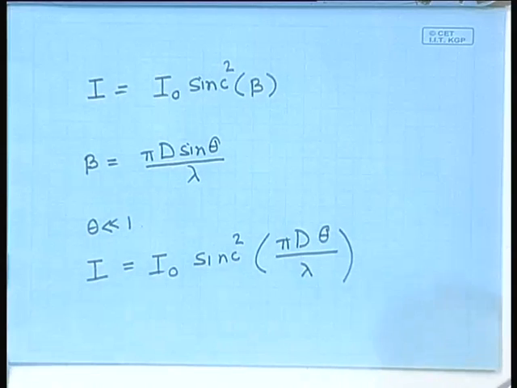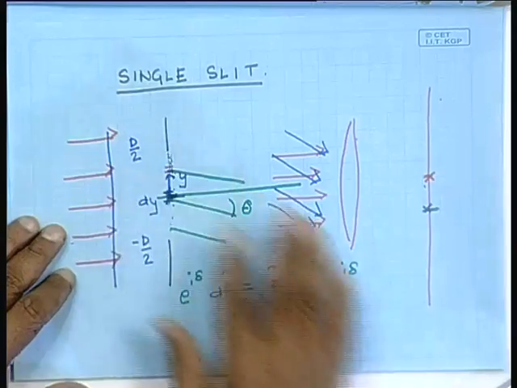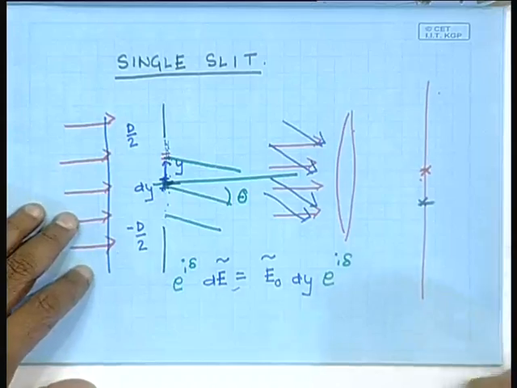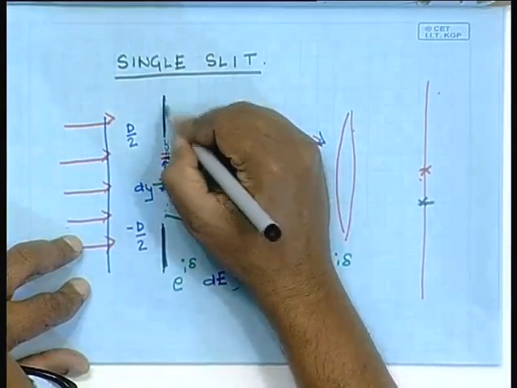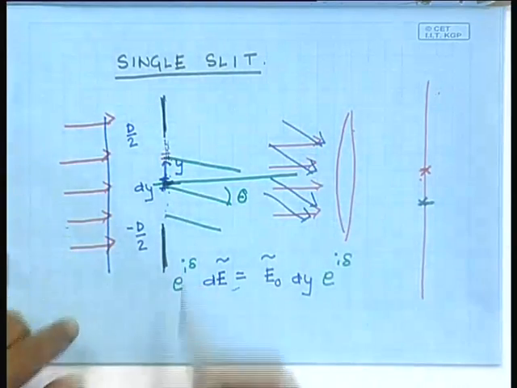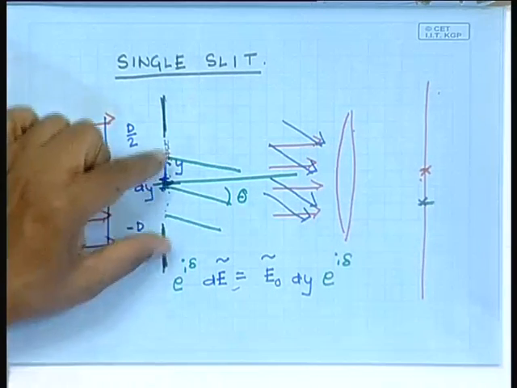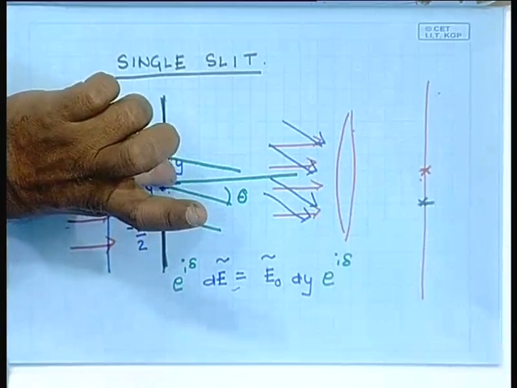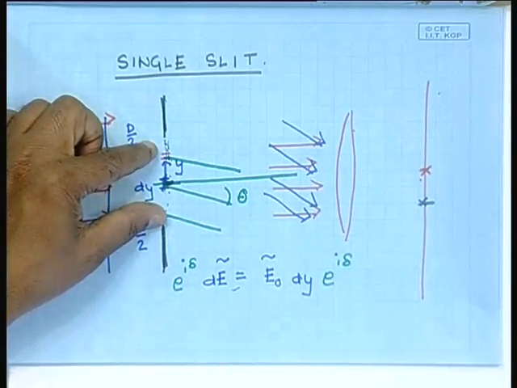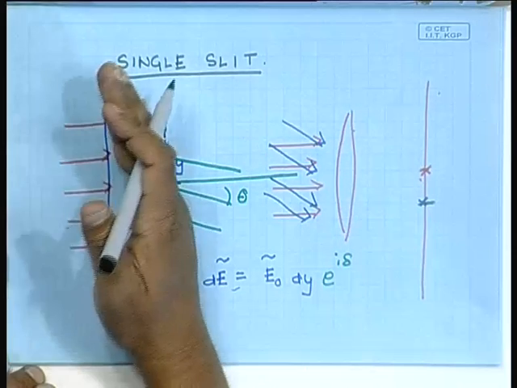So, let me remind you again what we have calculated. We have a plane wave which is incident on a screen. In that screen we have a slit. The slit has a width d. The length of the slit in the other direction is very large. The plane wave is incident on this.